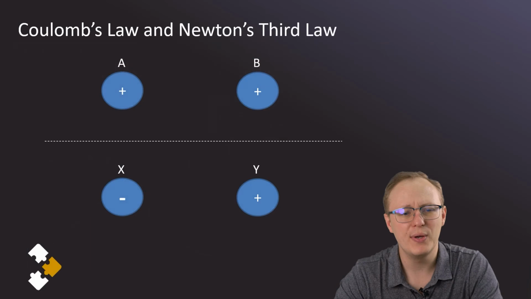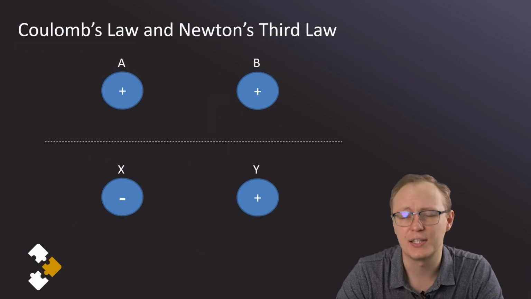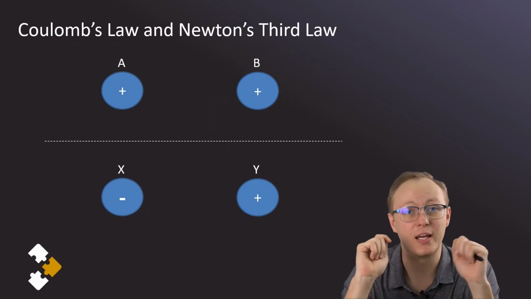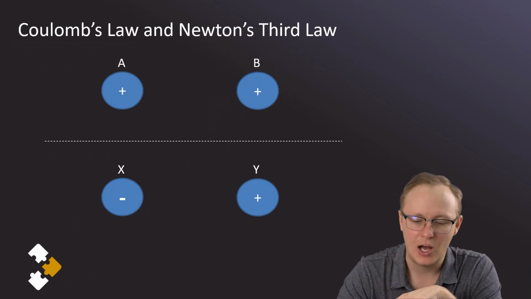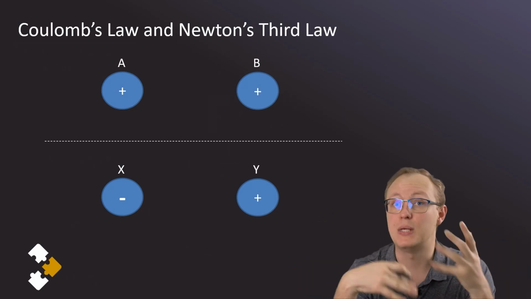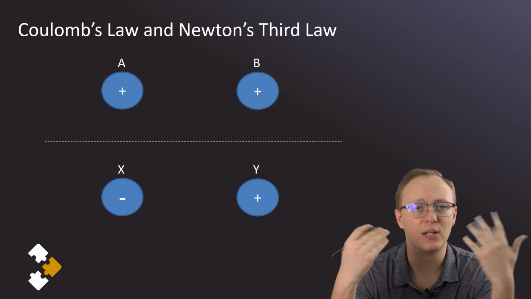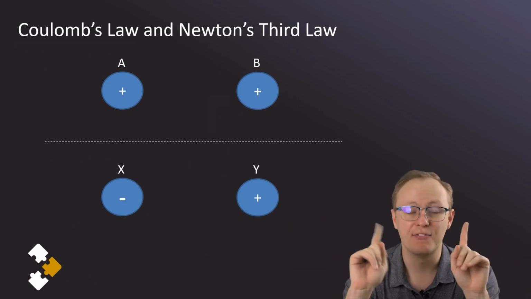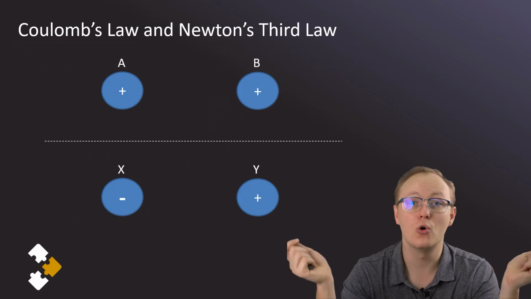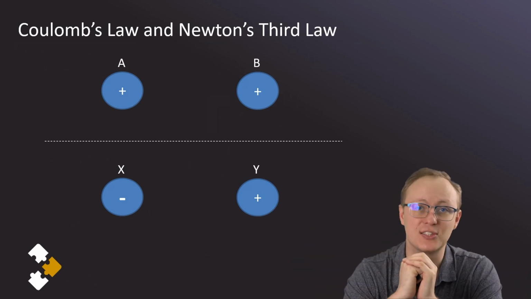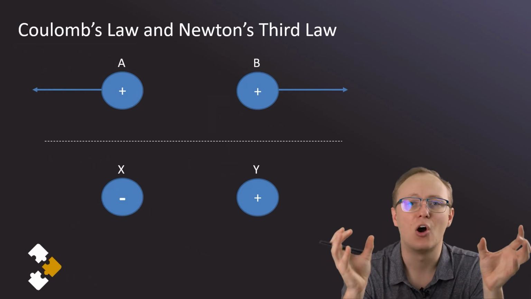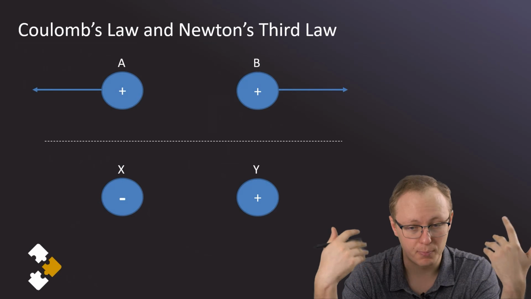Now, when we're dealing with Coulomb's law, it's very important that you are able to link what's happening with Coulomb's law with the principle that we get from Newton's third law. Newton's third law tells us that if A exerts a force on B, then B exerts a force on A, equal in magnitude, opposite in direction. And that's going to be true for the electrostatic force of repulsion or attraction that two charges exert on each other. Right? So in this instance here, A and B are going to repel each other because they are both positive.